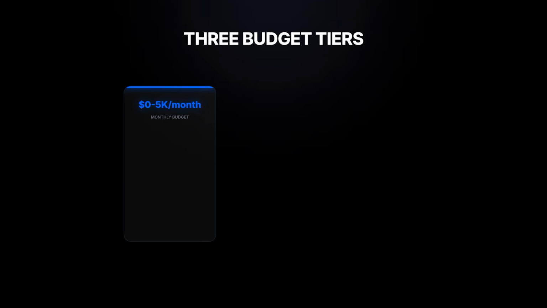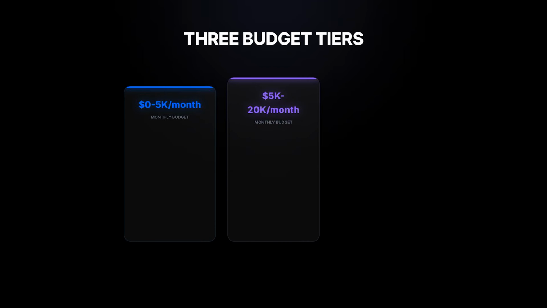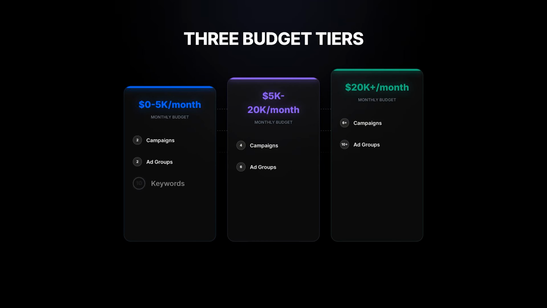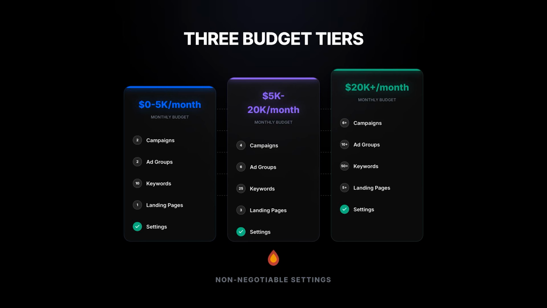Today, I'm breaking down 3 budget tiers: 0 to 5,000 per month, 5 to 20,000 per month, and 20,000 plus per month. I'll show you exactly how many campaigns, how many ad groups, what keywords go where, what landing pages you need, and the non-negotiable settings that stop you from lighting your money on fire.